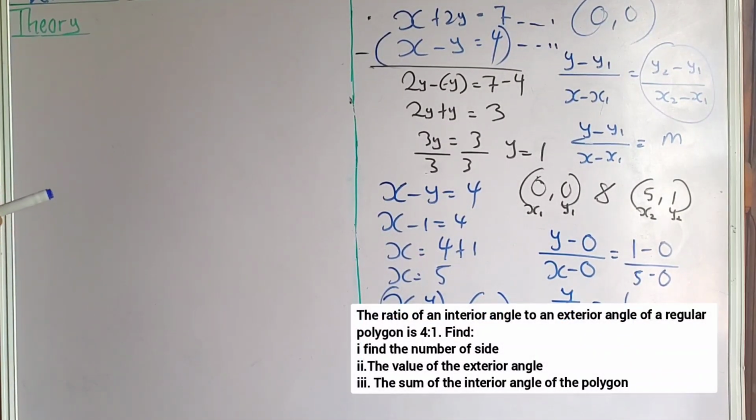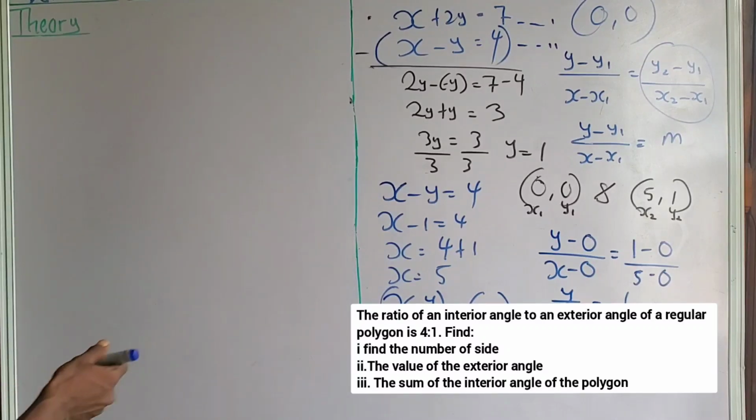Now, let's look at the second question. The ratio of an interior angle to an exterior angle of a regular polygon is 4:1. Find 1. The number of sides, 2. The value of the exterior angle, and 3. The sum of the interior angles of the polygon. Now, what is a regular polygon? A regular polygon is a type of polygon that has all its sides and angles equal. You understand? Okay?